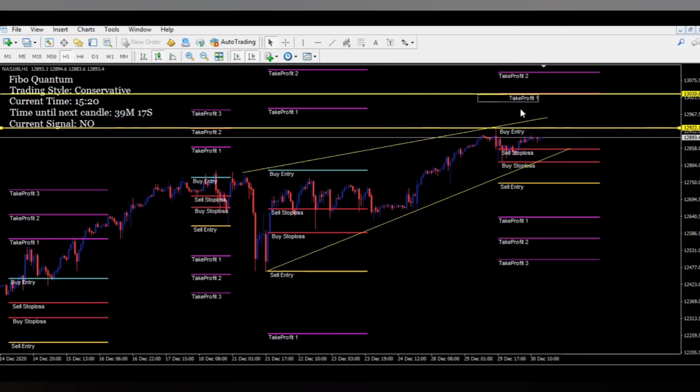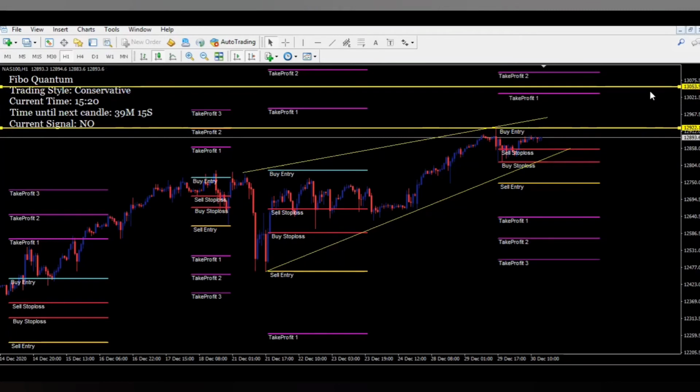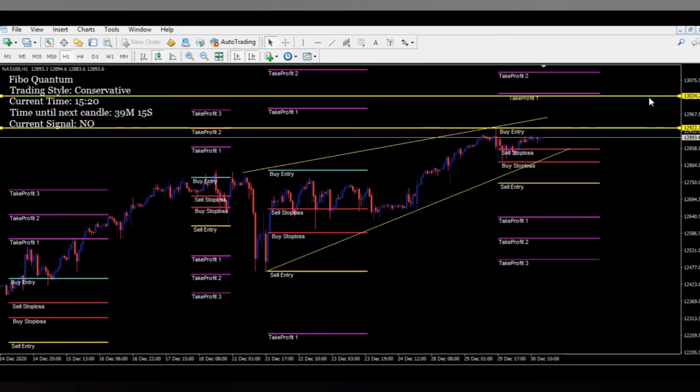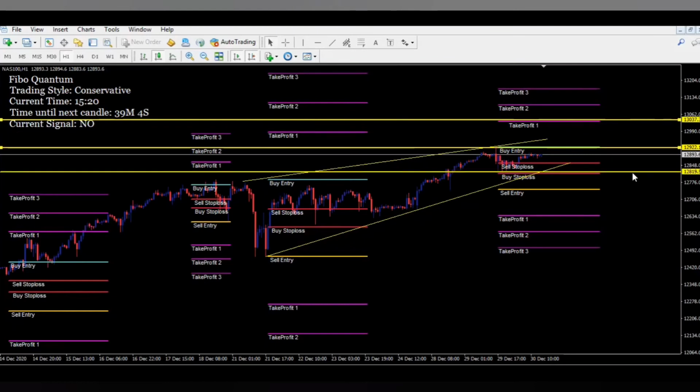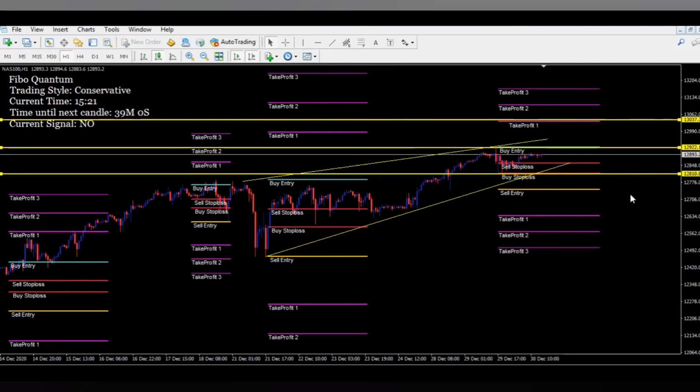I don't know how that moved, but anyway, you buy according to this indicator and go to take profit 1, and then there's take profit 2 and 3, and so on and so forth. So there would be your take profit 1 if the buy entry is triggered, and then the stop loss would actually be down there, okay? So it gives you both scenarios.